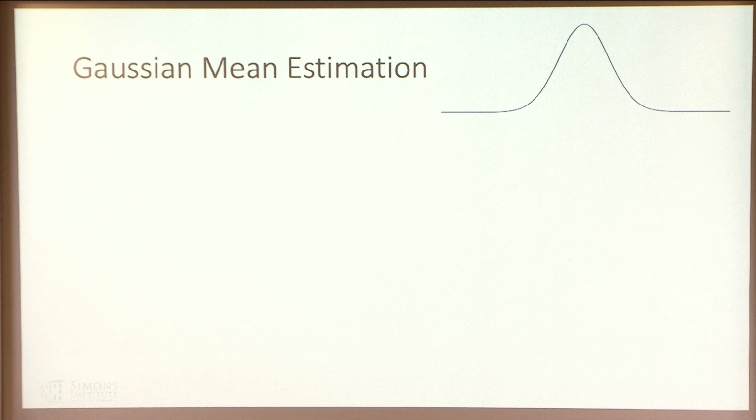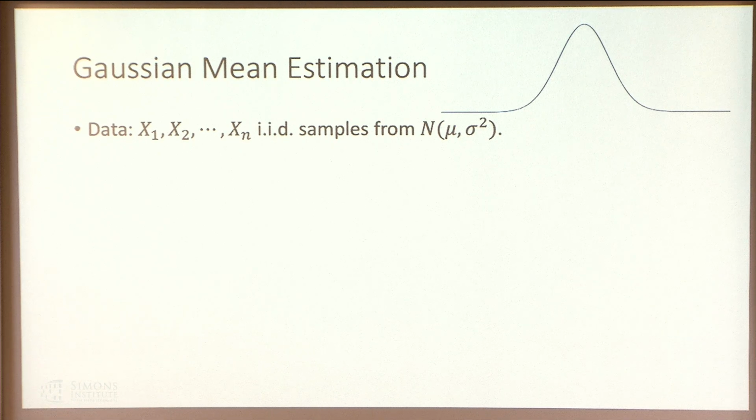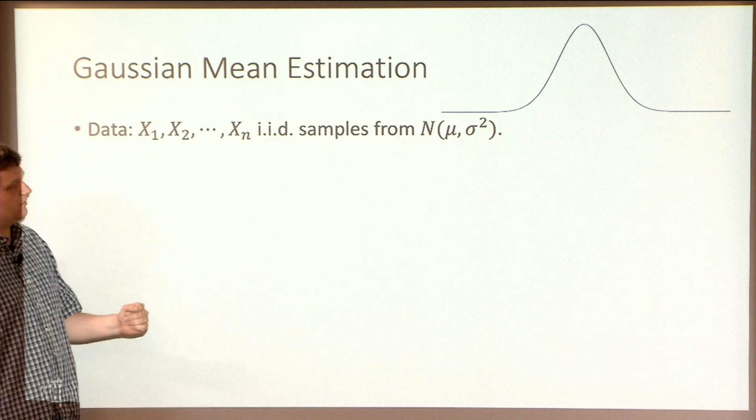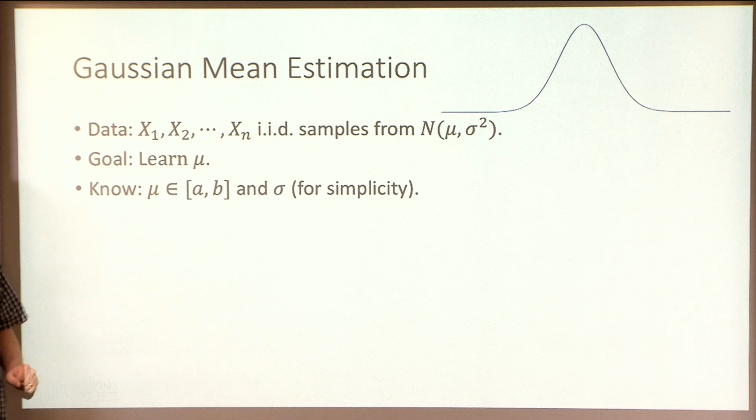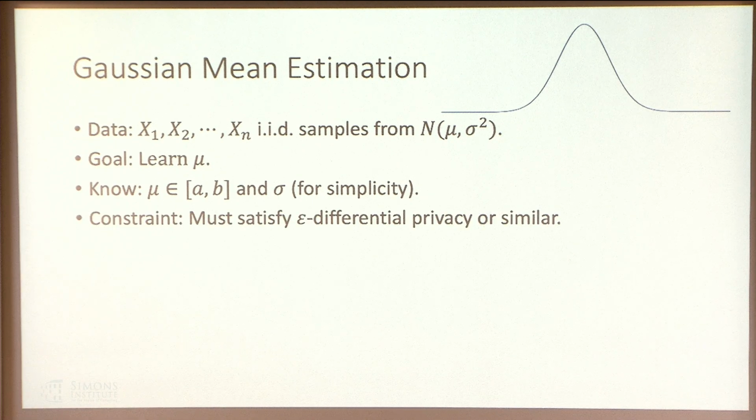Okay, so let me start with a motivating problem, which is the estimation of the mean of a Gaussian. So you have data that's IID samples from some Gaussian with unknown mean, and your goal is to figure out what that mean is as accurately as possible. And let's just say you have some bounds on where that mean lies, and also you know the variance. Just for simplicity, that's not really necessary. Just for the talk, it's easier to assume it's known. And the constraint that makes this difficult is that you must satisfy differential privacy of some flavor.